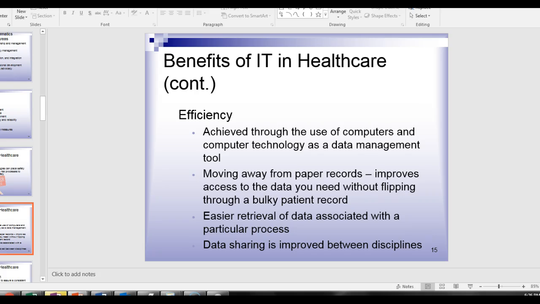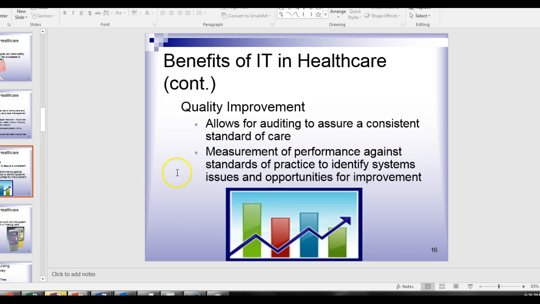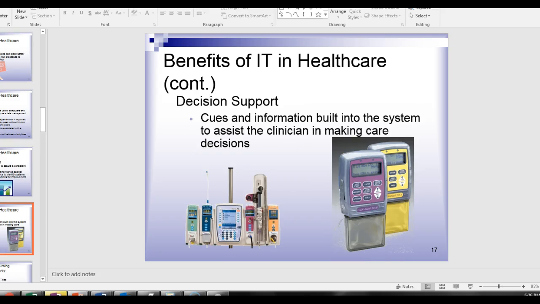Easier retrieval of data associated with a particular process, and data sharing is improved between disciplines. And I'm just going to tell you, I'm really happy I don't have to share anyone's chart anymore. There was nothing worse than being like, where is my chart? I have to document. All right, so quality improvement allows for auditing to assure consistent standard of care, measurement of performance against standards of practice to identify systems issues and opportunities for improvement.